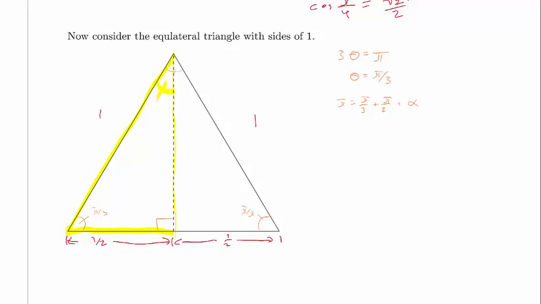Alright, so we're going to go ahead and work this one. We got pi equals 5 pi over 6 plus alpha. Subtract 5 pi over 6 from both sides, and we get that alpha equals pi over 6. So that's what that angle is right there, pi over 6. So note that this is the same thing as 30 degrees. And note that this is the same thing as 60 degrees.